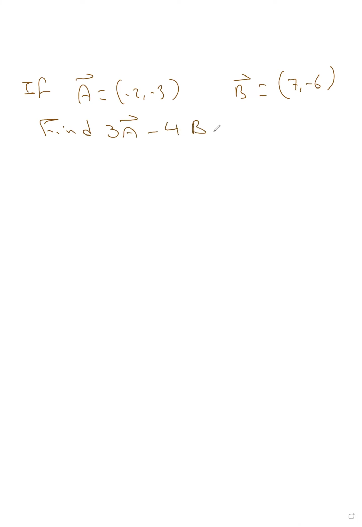يقول لو vector A equals -2 and -3 وفيكتور B equals 7 and -6. Find 3A minus 4BA. Number 1. Number 2, find the norm of AB plus 3B.